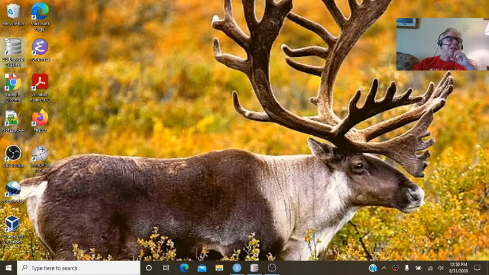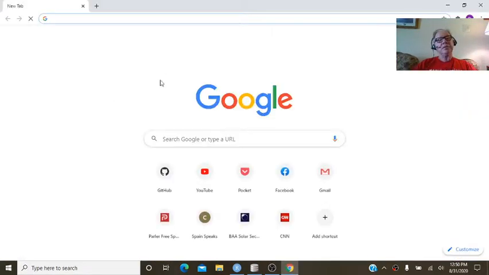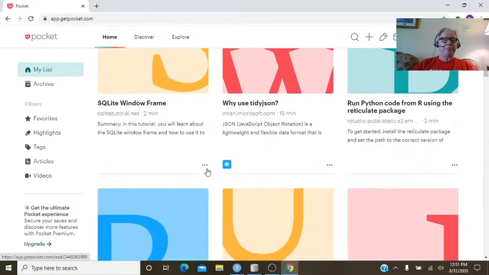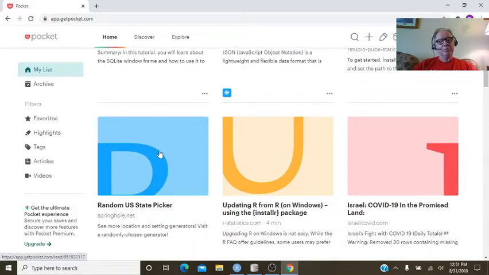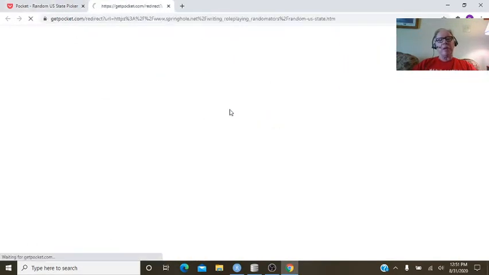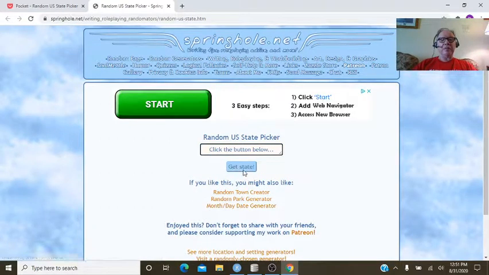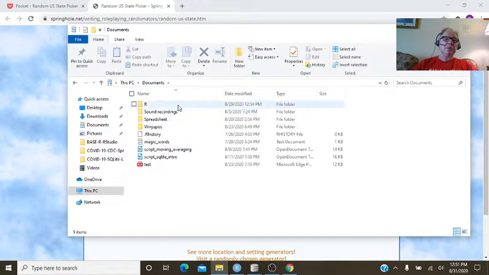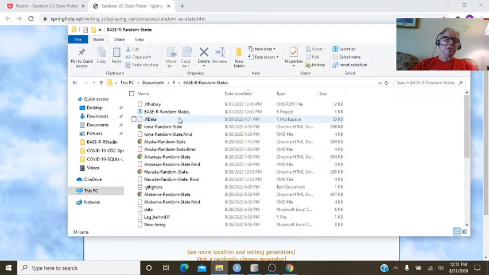Now we're going to randomly select a state to analyze. Connecticut, the great state of Connecticut. So let's do this.